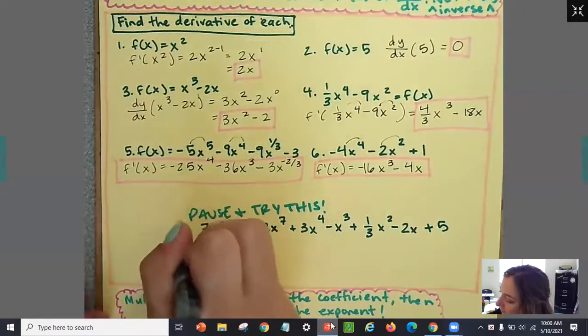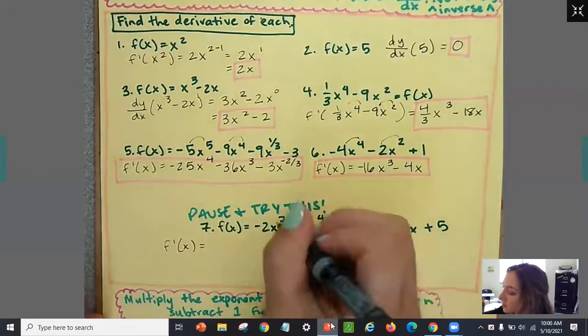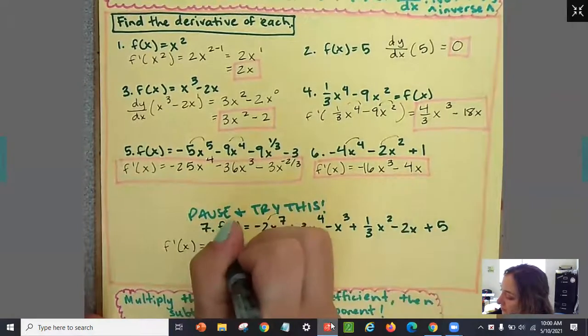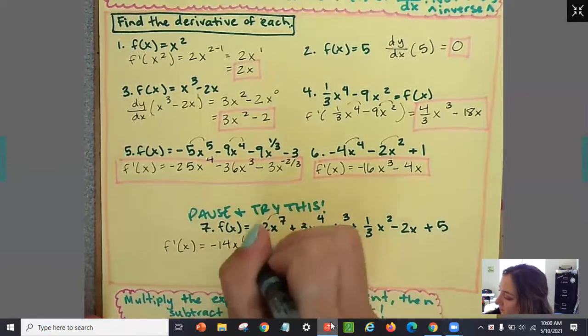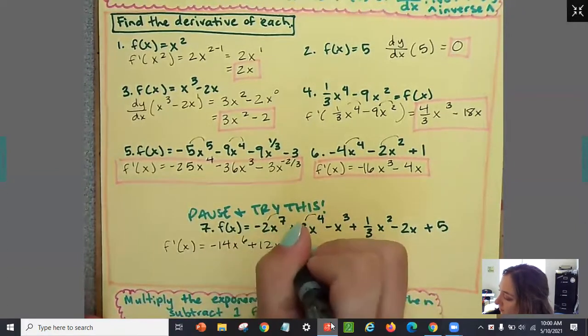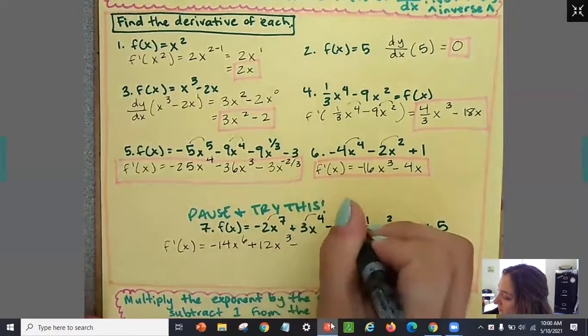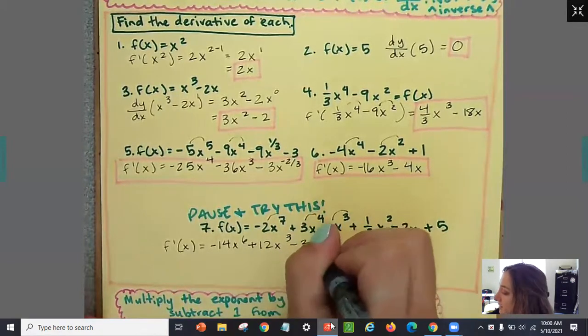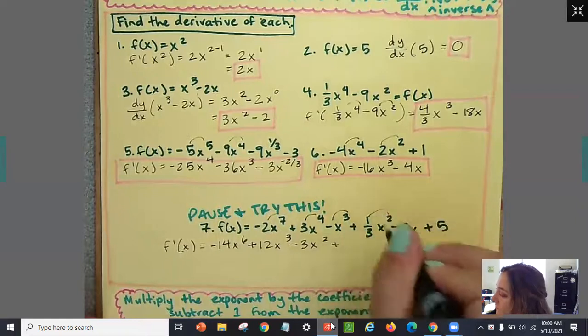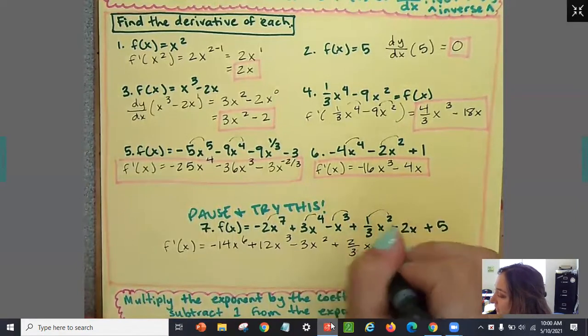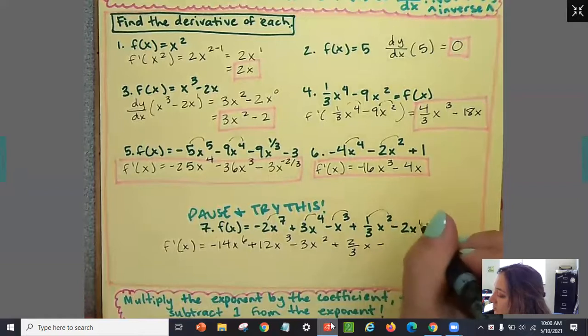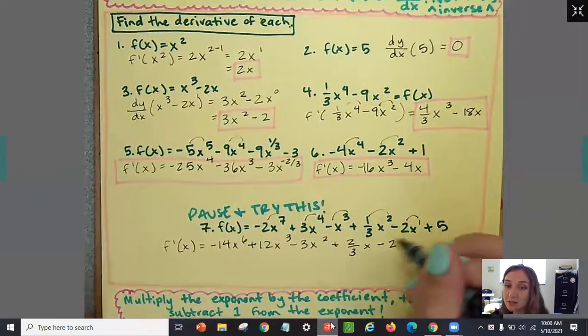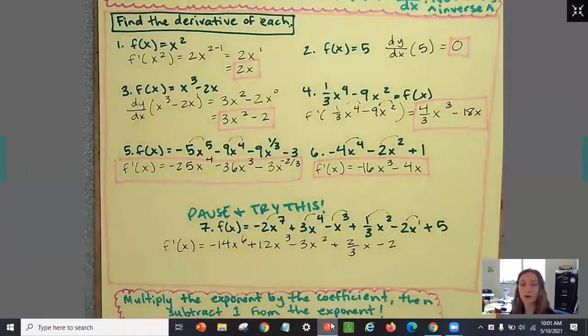So let's take the derivative of f of x. So we're going to do 7 times negative 2, that's going to be negative 14. X to the 6th plus 4 times 3, that's 12. X to the 3rd minus 3 times 1, so that's just going to be 3. X squared plus 2 times 1/3, so that's going to be 2/3 x to the 1st. Then minus 2, and then x can be x to the 0, so that's just x to the 0, which is 1. Okay, and then plus 5, and that constant is going to go away at the end.